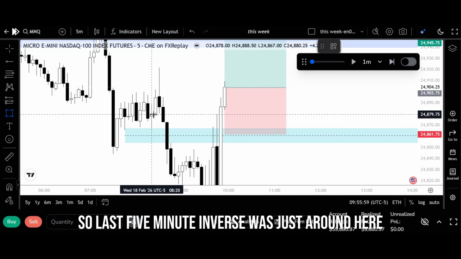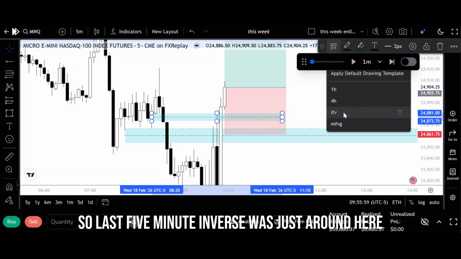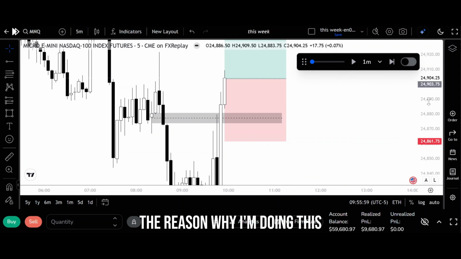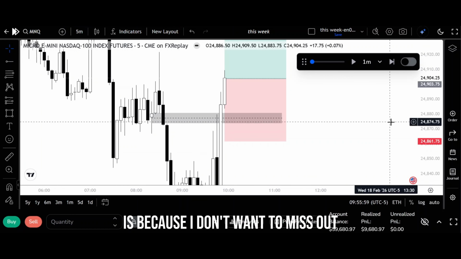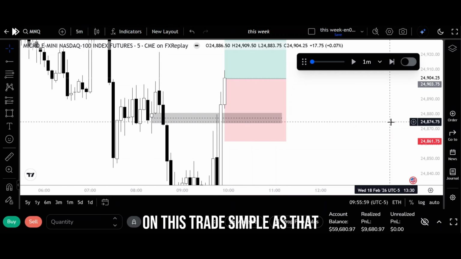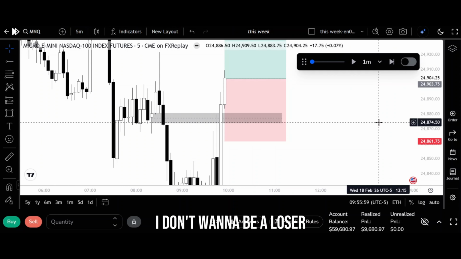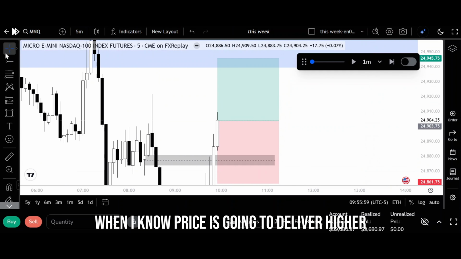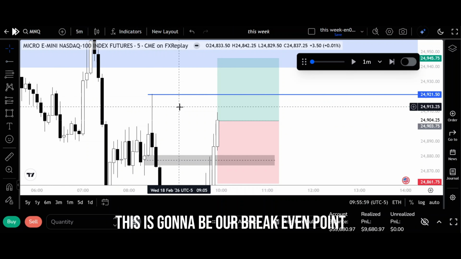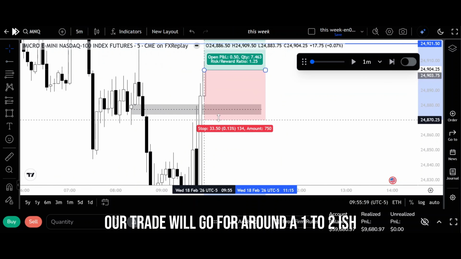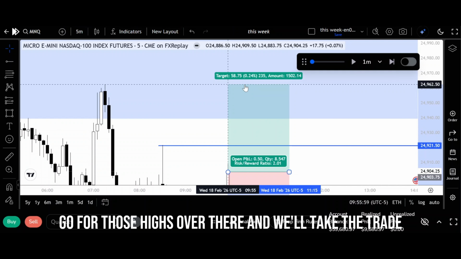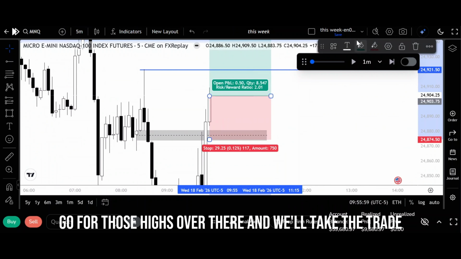So the last 5-minute inverse was just around here. I'm going to mark that out. Remove this 15-minute. The reason why I'm doing this is because I don't want to miss out on this trade. Simple as that. I don't want to be a loser. I don't want to be waiting for the 15-minute to inverse when I know price is going to deliver higher. This is going to be our break-even point. Our trade will go for around a 1 to 2-ish, something like that. Go for those highs over there, and we'll take the trade.